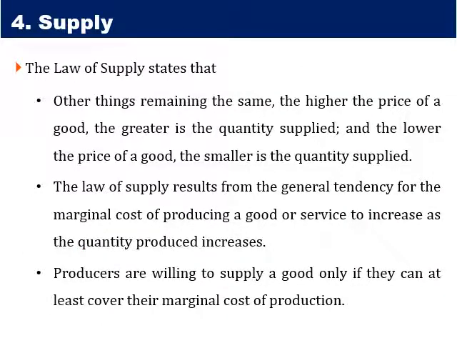Now, to explain the relationship between the price and the quantity supplied, we use the law of supply, which states that other things remaining the same, the higher the price of the good, the greater is the quantity supplied, and the lower the price of the good, the smaller is the quantity supplied. So, we can conclude that there is a positive relationship between the quantity supplied of a good and its price, so they move in the same direction.